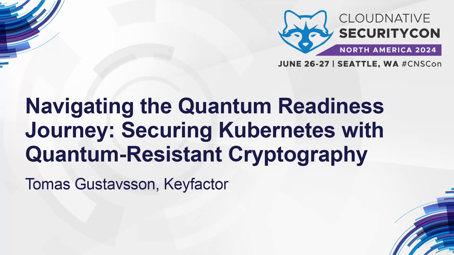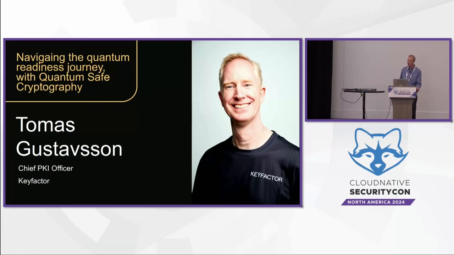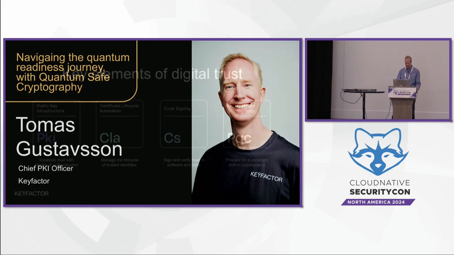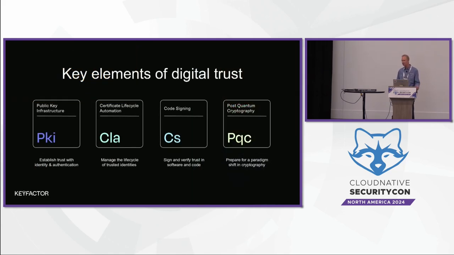So my name is Tomas Gustavsson. I'm Chief PKI Officer at Keyfactor, and I'm the founder of the EJBCA Open Source PKI project, which is kind of why I'm here. So at Keyfactor, we work with PKI and certificate management.